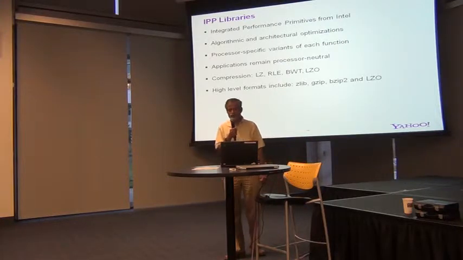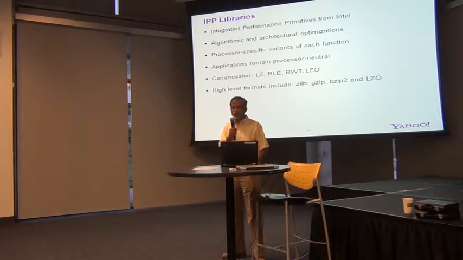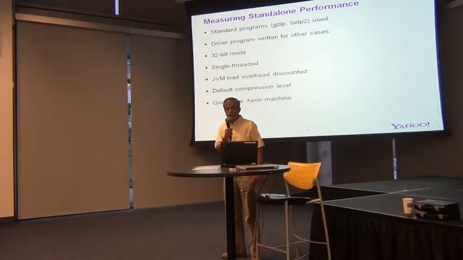In the case of compression, there is support for localized runtime encoding, Burrows-Wheeler transform, LZO, and so on. And typically what you would use is a drop-in replacement for a high-level format, such as zlib, bzip2, or LZO. By doing that, you can get significant speed up. So what is the extent of the speed up?